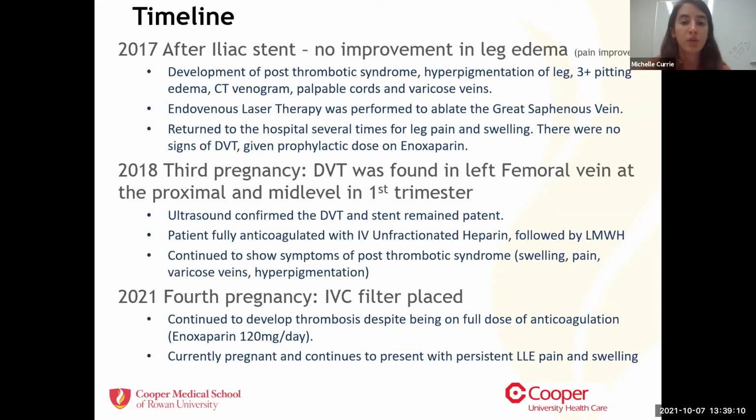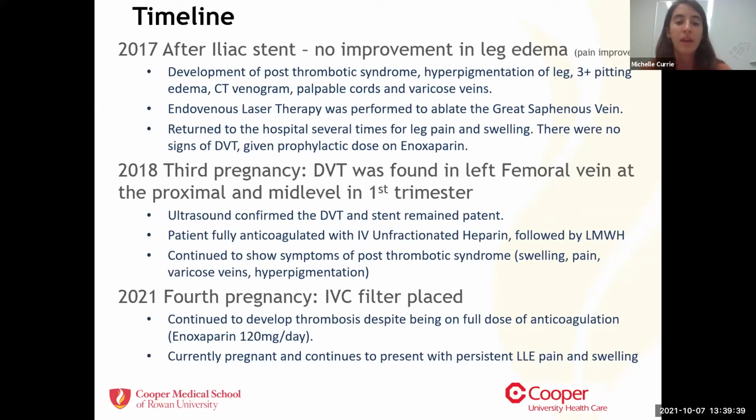However, she continued to show symptoms of post-thrombotic syndrome, which was that swelling, pain, varicose veins, and hyperpigmentation of her left leg. Currently, she's on her 4th pregnancy, and she continues to show up to the hospital for episodes of leg pain and leg swelling. And because of this, an IVC filter was placed to try to alleviate these symptoms.